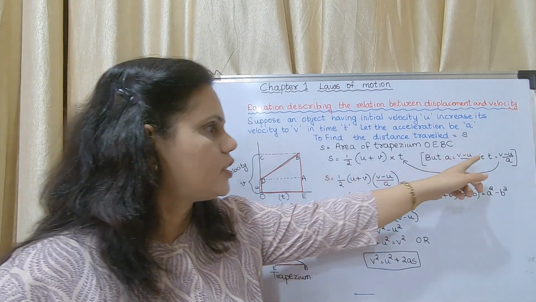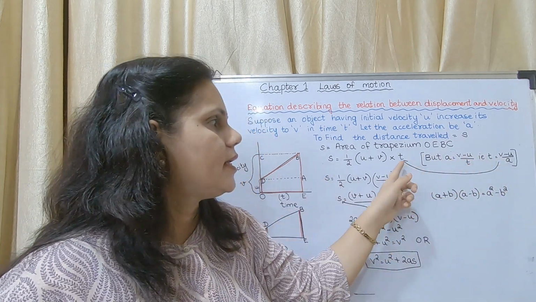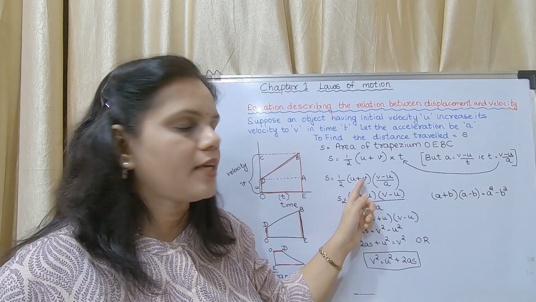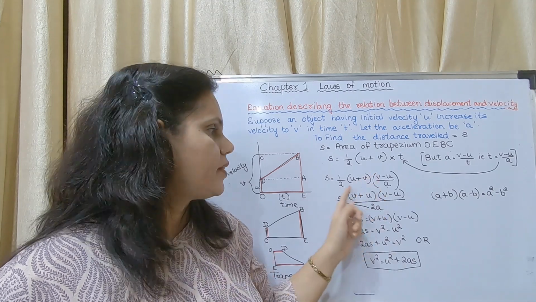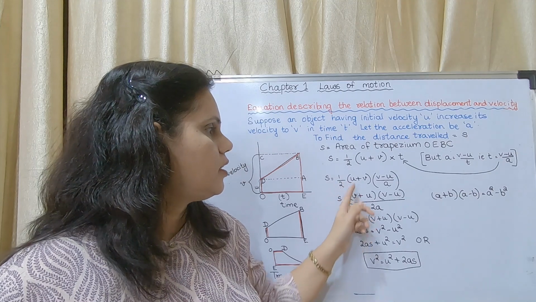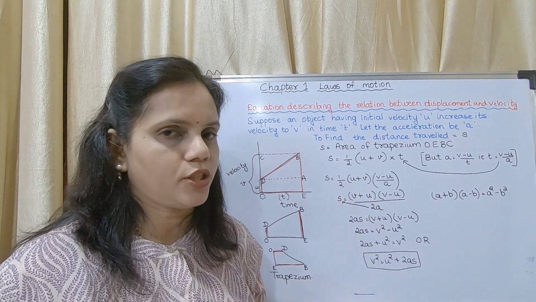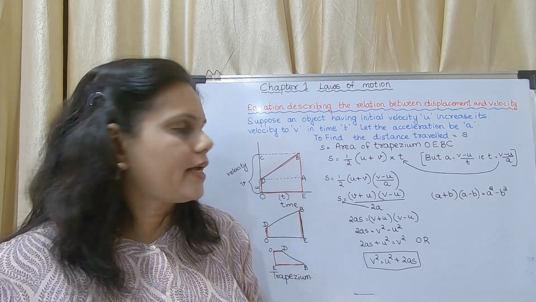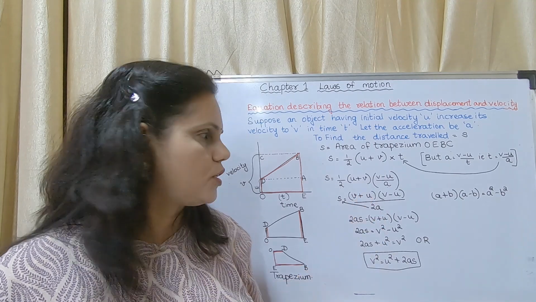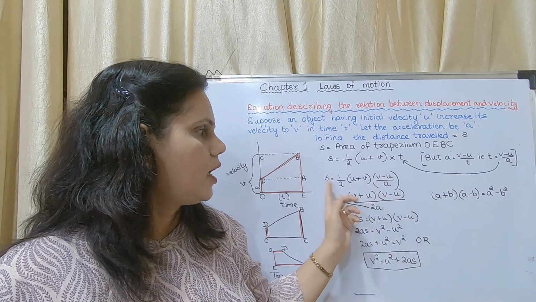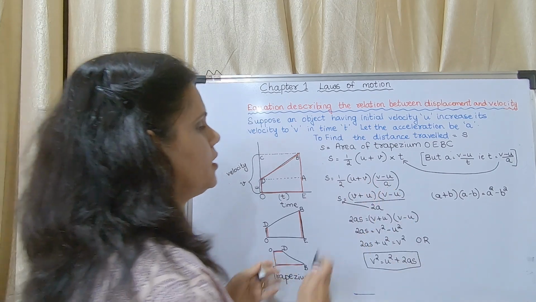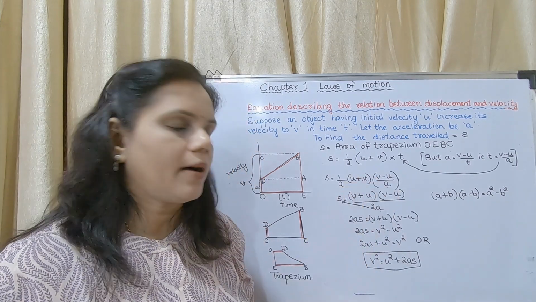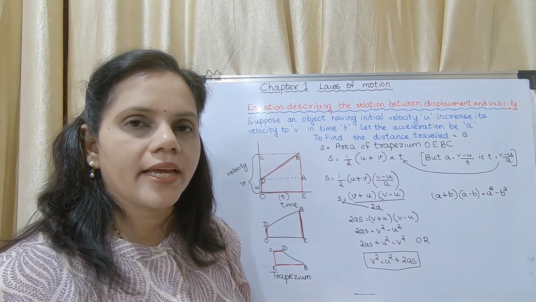Okay. So substituting this v minus u upon a instead of t, you will get s is equal to half into u plus v into v minus u upon a. Now this I have rearranged and written u plus v as v plus u. a plus b is equal to b plus a. 1 plus 2 is same as 2 plus 1. So u plus v I have written as v plus u into v minus u upon 2a, that is, 2 into a.